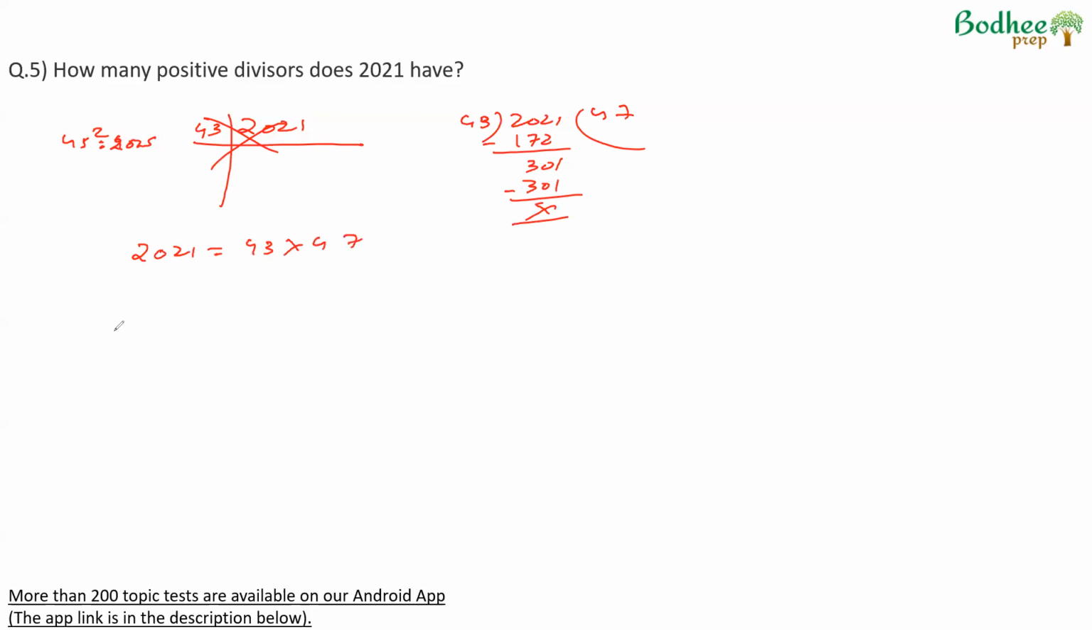How many positive divisors? So positive divisors will be 1, 43, 47 and 2021. That is it. 4 positive divisors are there. Again, I checked with smaller numbers very quickly and then started from larger numbers. But if we do check, there is a possibility that reaching 43 might take time.